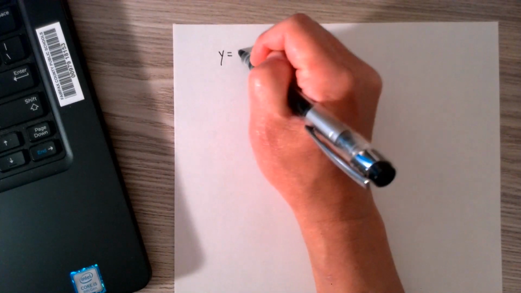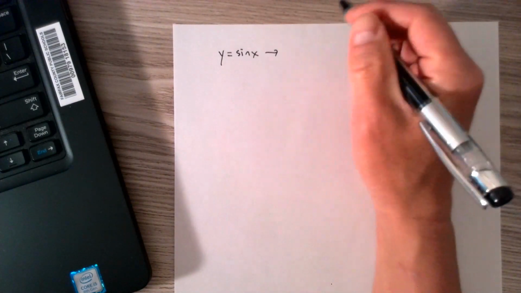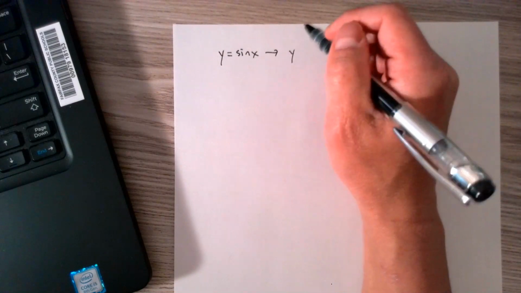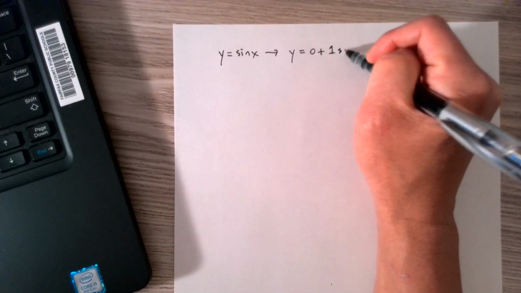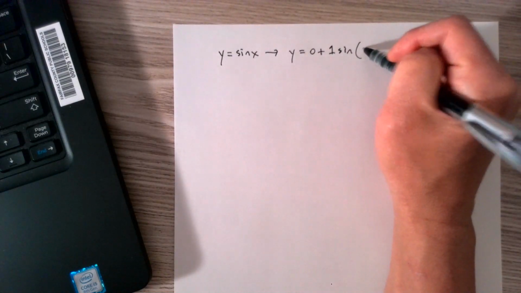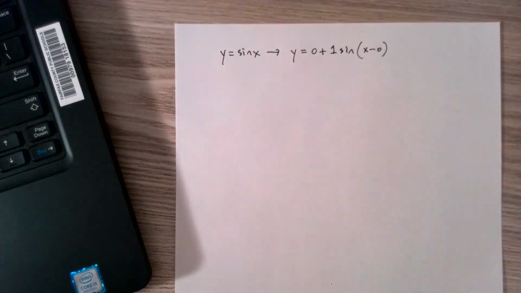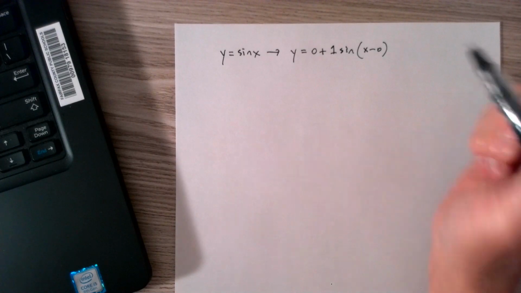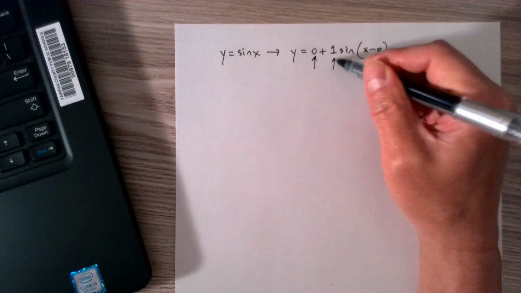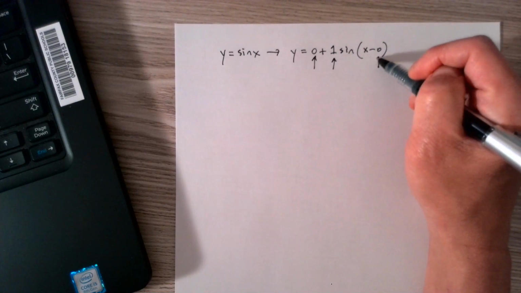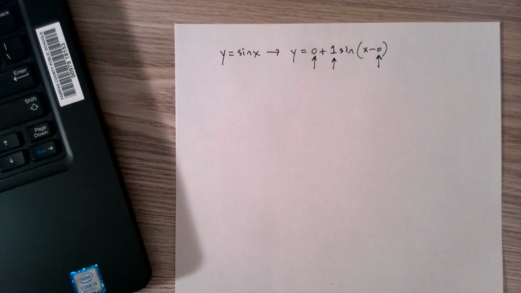Okay, to understand how it changes, first consider that y equals sine x can also be written as y equals 0 plus 1 sine x minus 0. Okay, that's the same thing. But if I change any of these values, then the graph is definitely going to change.